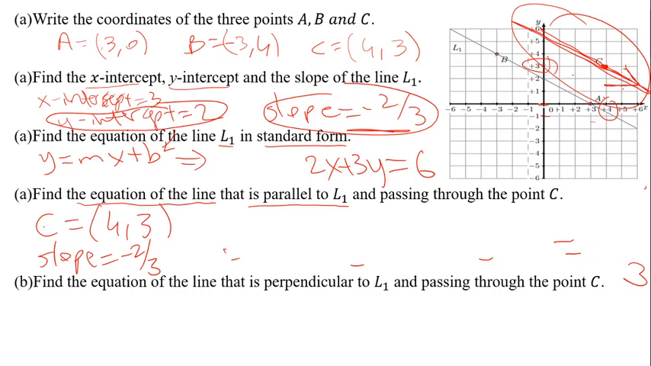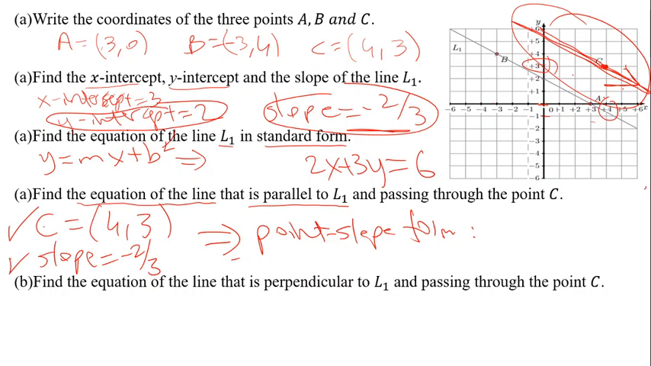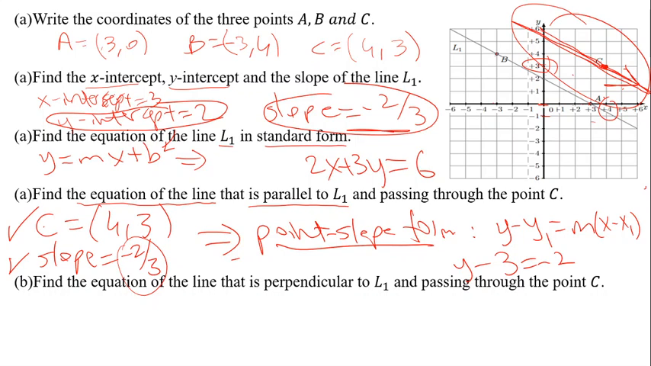Now, the point is given here and the slope is given here, so we can use point slope form. Point slope form is y minus y1 equal to m times x minus x1. Y minus y1, which is 3, equal to m, which is minus 2 over 3, times x minus x1. x1 is here.